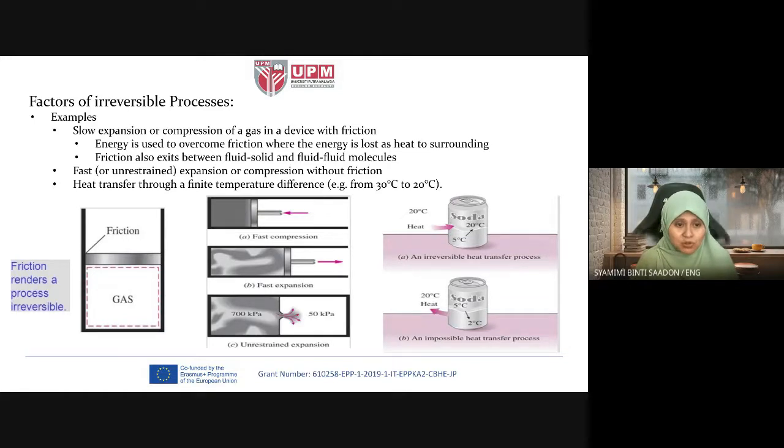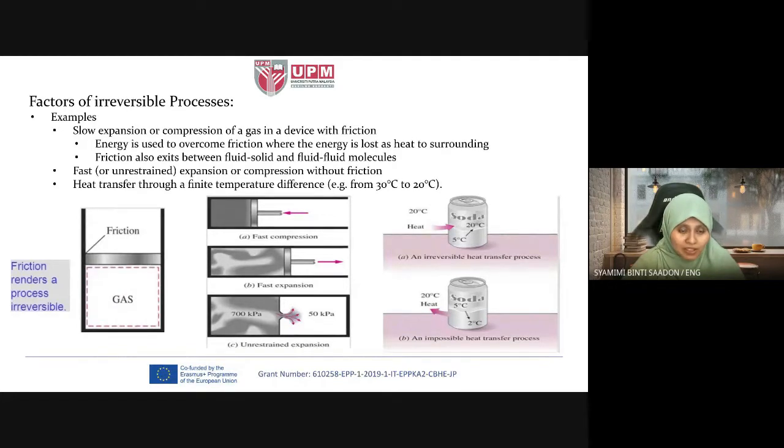Energy is used to overcome the friction, where the energy is lost as heat to the surroundings. So you lose some energy to the surroundings, and some energy due to the friction. Friction also exists between fluid and solid, and between fluid molecules, the molecules inside the gas in the piston.